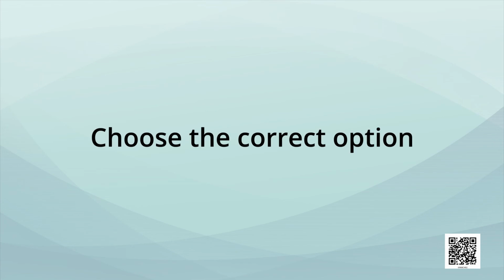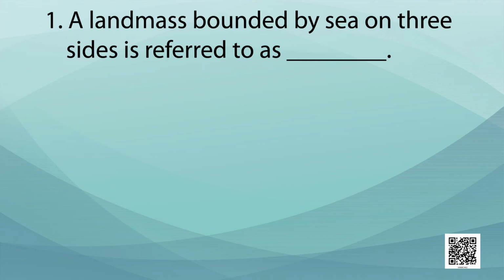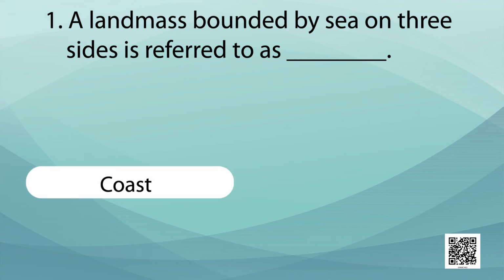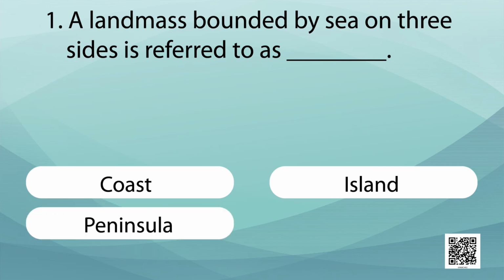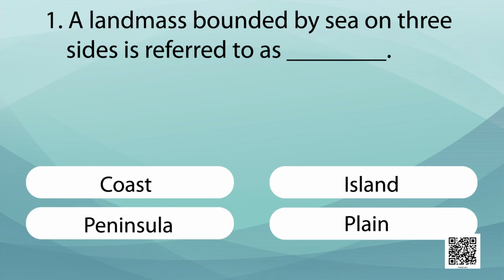Now it's time to answer a few questions. First, we have some questions with options, and you have to choose the correct option. The first question is, a landmass bounded by sea on three sides is referred to as, and the options are coast, island, peninsula or plain. And the correct option is, yes, peninsula.